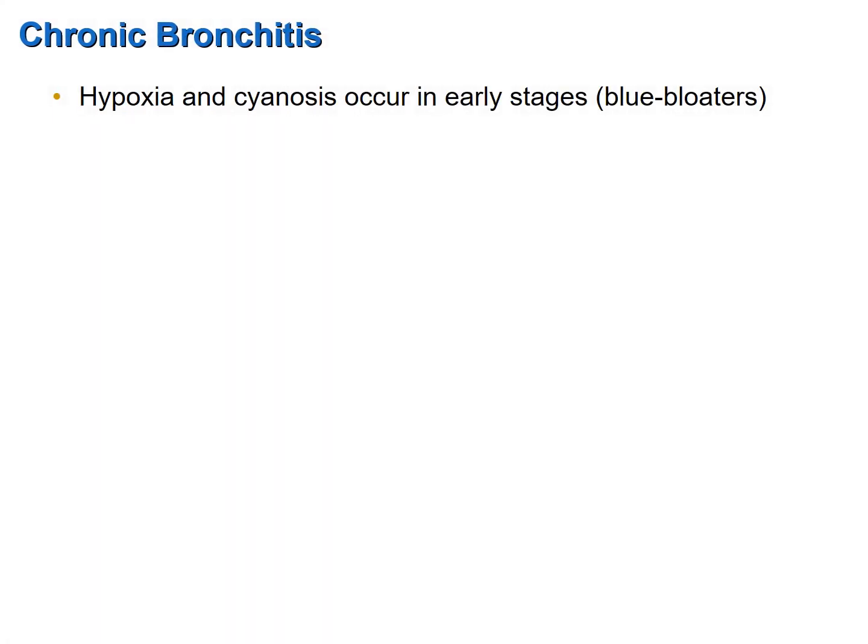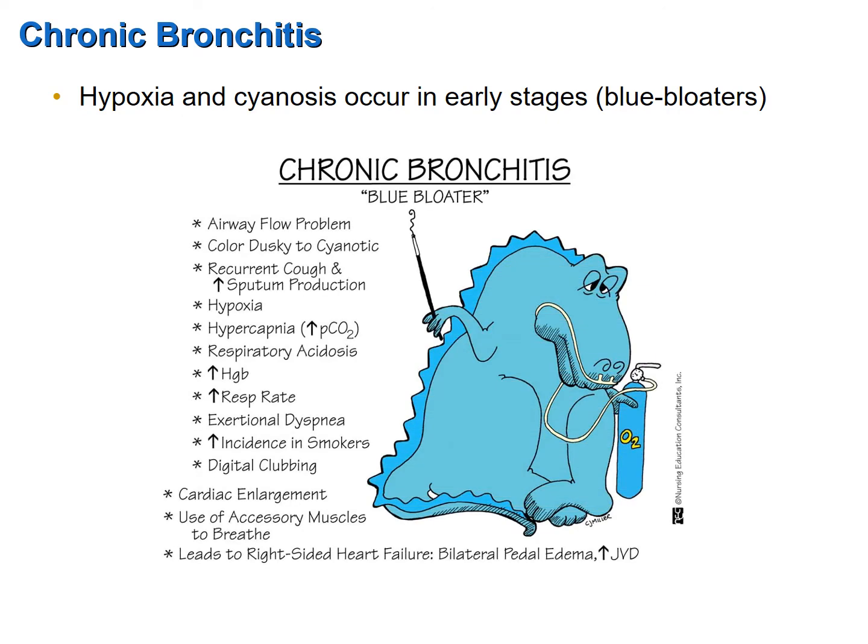Development of hypoxia and the associated cyanosis tend to occur relatively early in chronic bronchitis, and therefore patients with chronic bronchitis are often referred to as blue bloaters because they have air hunger, and their skin will tend to have a bluish tint to it due to the cyanosis.